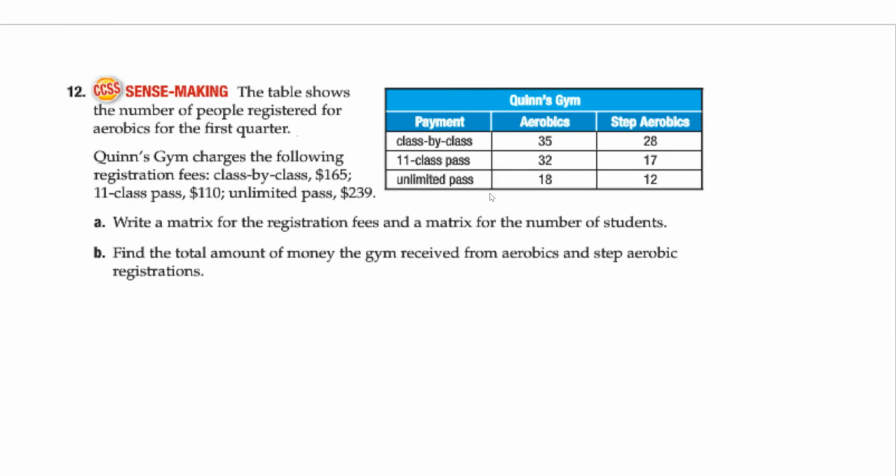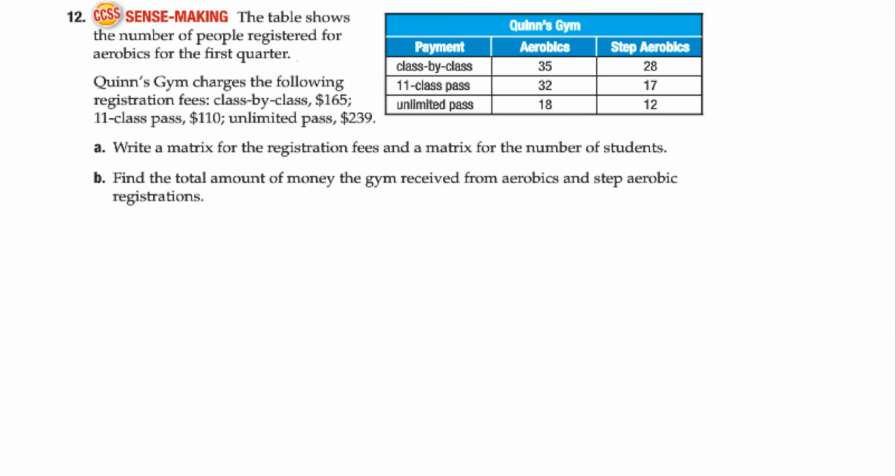Last problem. Application problem, as always. So let's look at this one. The table shows the number of people registered for aerobics for the first quarter. So here's Quinn's gym. You can see aerobics, there's 35 people in that aerobics. They go class by class, or they have an 11 class pass, or they buy unlimited classes. That's just how they buy their tickets, right? The gym charges the following registration fees. Class by class is $165, 11 class pass is $110, unlimited is $239.